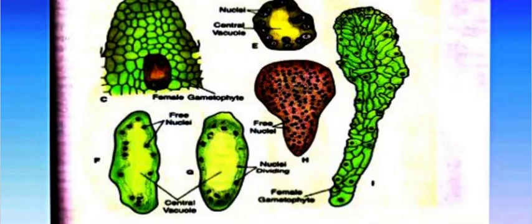Here the central vacuole is more clear and the nuclei are arranged around the periphery of this vacuole, and this is the 16 cell stage, where the nuclei are arranged on the periphery and the central vacuole is most clear.